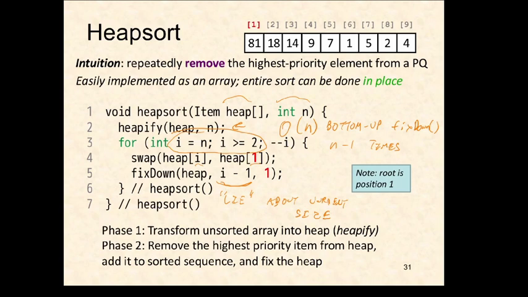Remember, our fix down, as we wrote it, accepts the size as the second parameter. So every time we do this, we're going to effectively lie about the current size. That way we hide the sorted elements at the end, and we don't let fix down modify them.